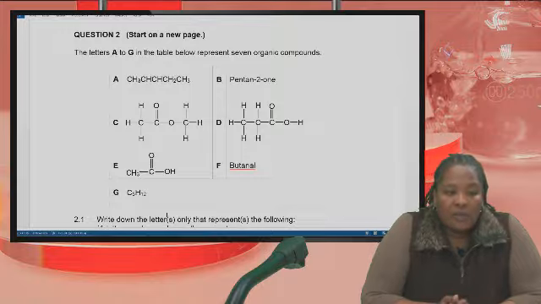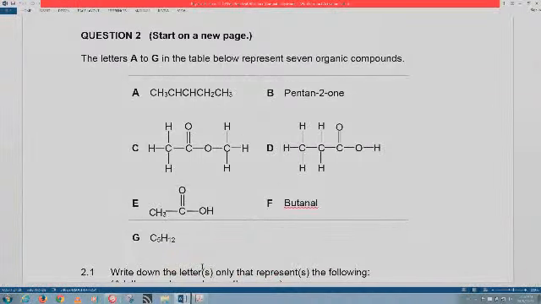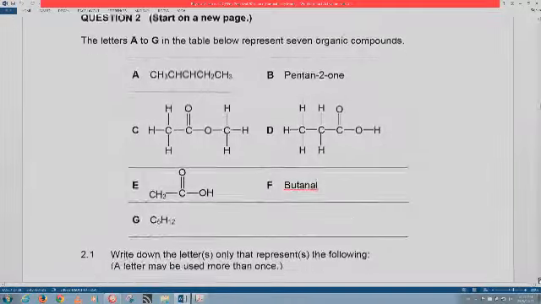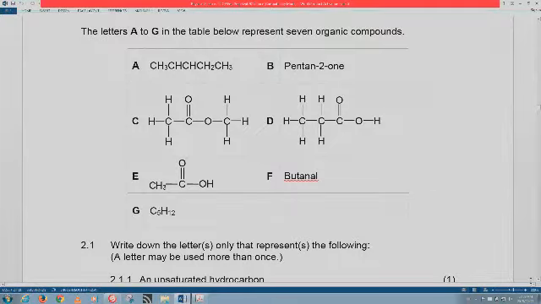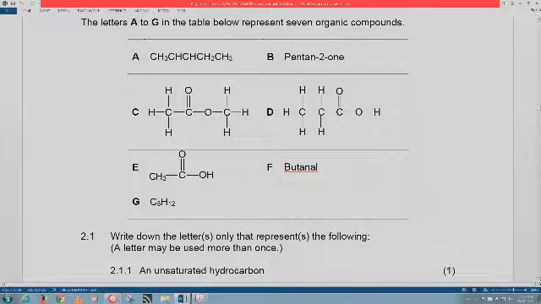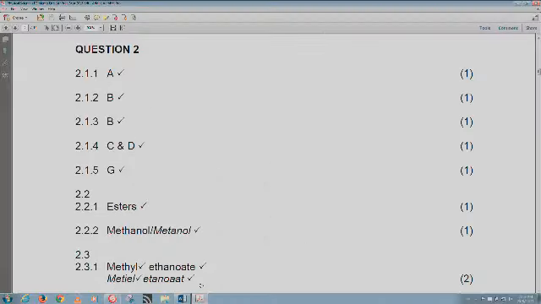In question 2, learners were told that the letters A to G in the table below represent 7 organic compounds, and those are the given organic compounds. The first question there was, write down the letter or letters only that represent the following. A letter may be used more than once. For 1 mark, the learner had to write a letter that represents an unsaturated hydrocarbon. And that letter that was expected is A, so it's 1 mark.